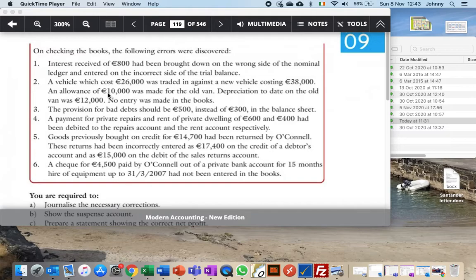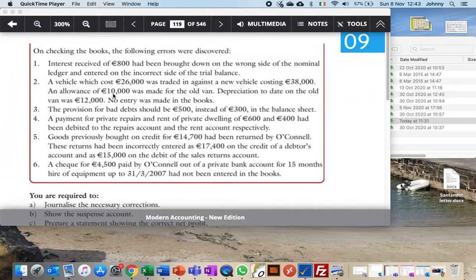If I have an allowance of 10 grand for the old van, that means they gave me 10 grand for the van. So that means in bank, to get a new van costing 38, and I had 10 grand allowed for the old one, it means I wrote a check for 28 grand. So I should have 28 grand in bank. And the last thing then is I need to work out, did I make a profit or loss? Well, the vehicle cost 26. It had 12 grand of an allowance, or sorry, depreciation over all the years. So that means the day that I sold it, it was worth 26 minus 12, so it was worth 14 grand.